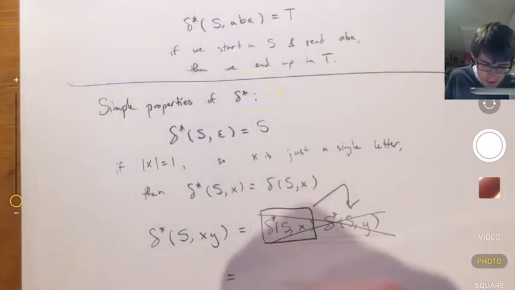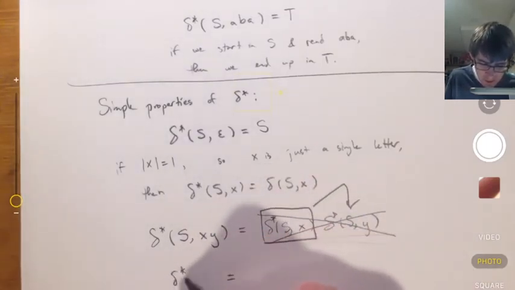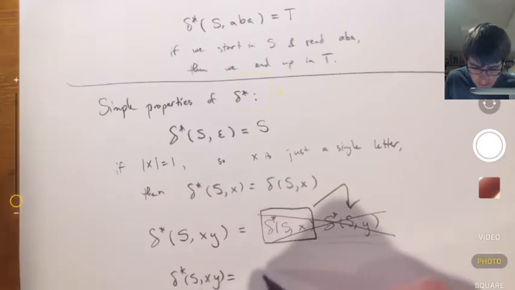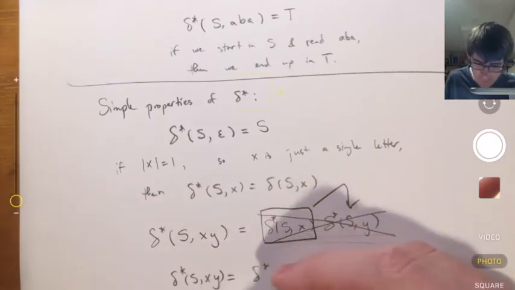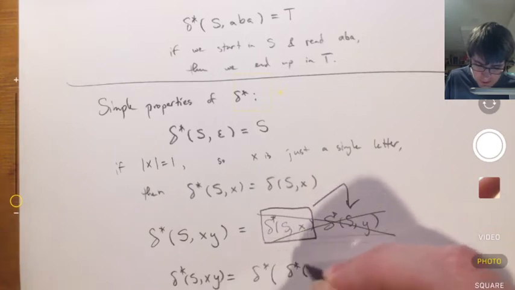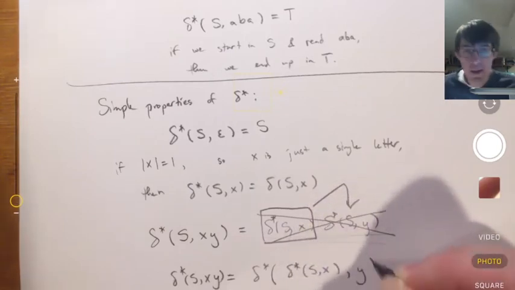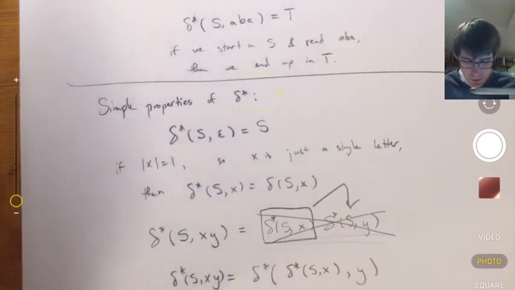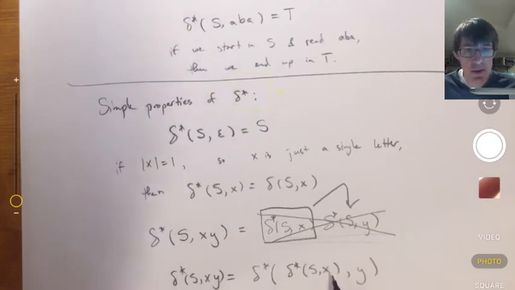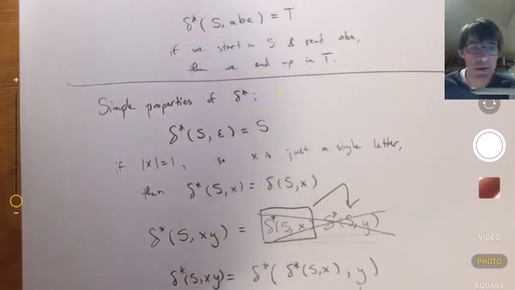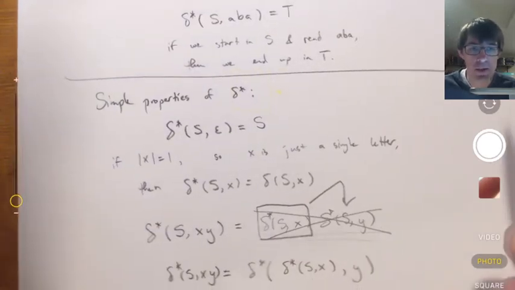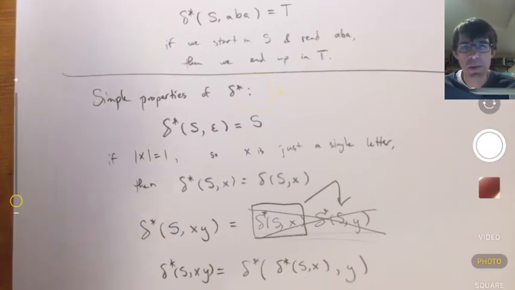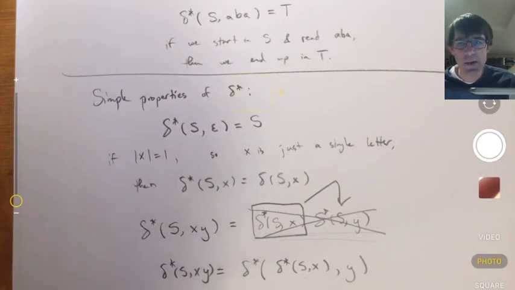So the correct formula here, I'll just copy this down again so we've got it in one line. Delta star of S, xy, equals delta star of delta star of S and x, comma, y. This looks pretty weird, but what it means is first you start in state S and you do x, and you end up wherever you end up, and then continuing from there, if you do y, then you get to delta star of S and xy. All right, so that's a strange one, but I hope it makes sense. Delta inside a delta. That's the way it's got to be.